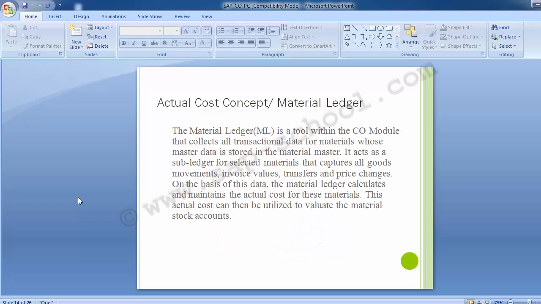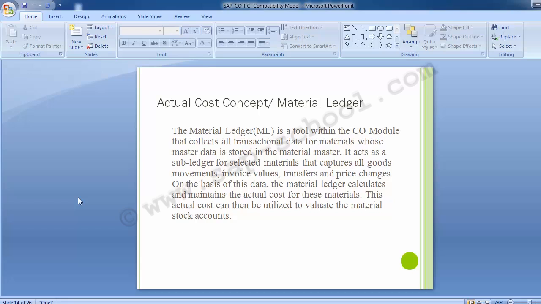Moving on now to the next, the actual cost concept or material ledger. This is the third component of product costing, which we have not covered, but let's have a brief discussion on the material ledger. This is a very hot topic in the market because there are very few resources or consultants in the industry who relate to the material ledger part or the actual cost concept part.